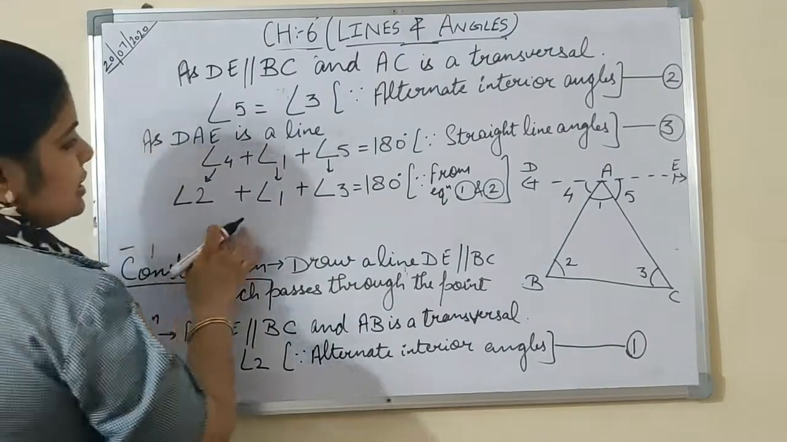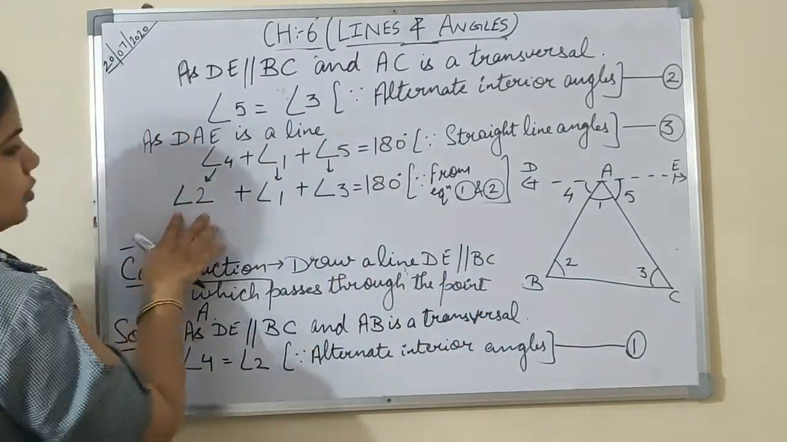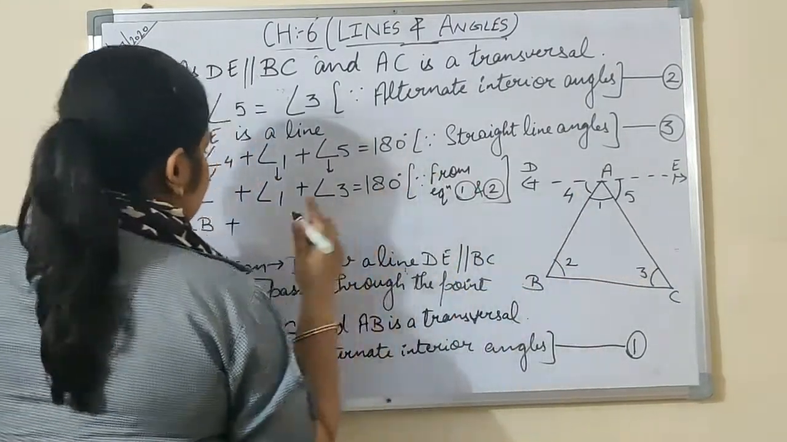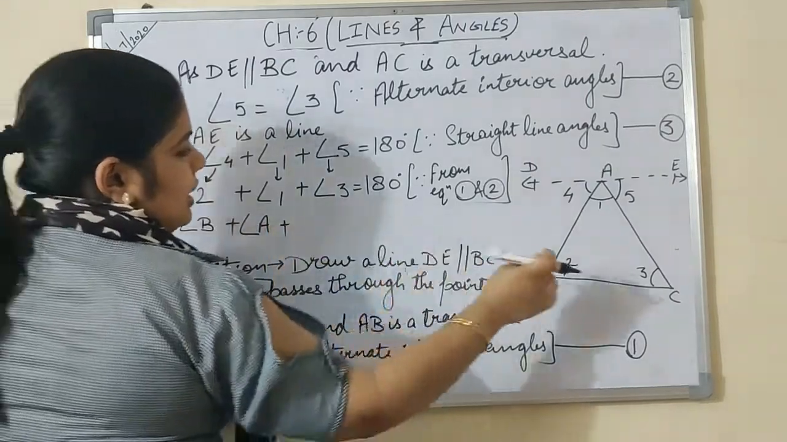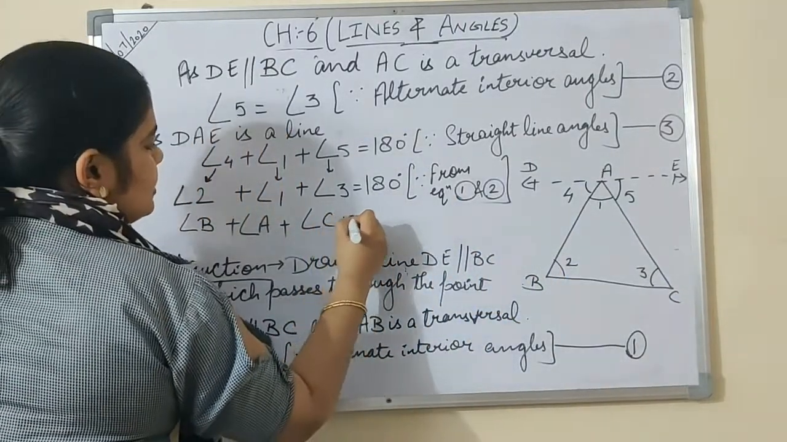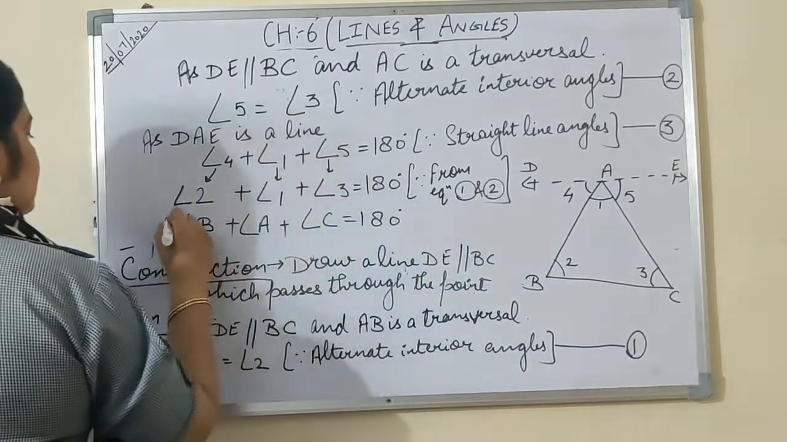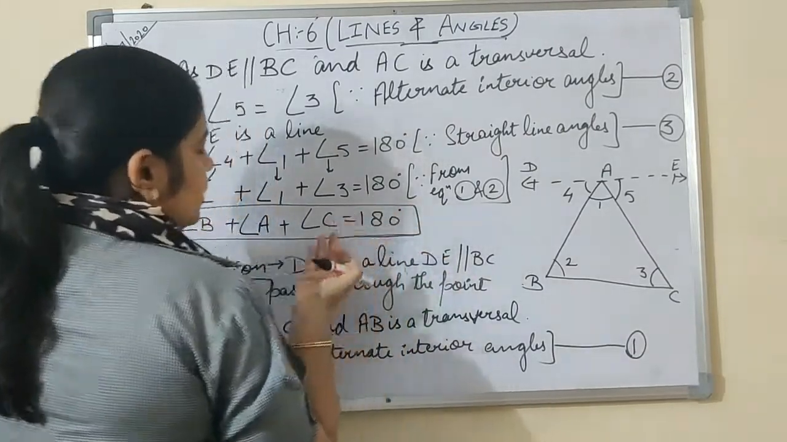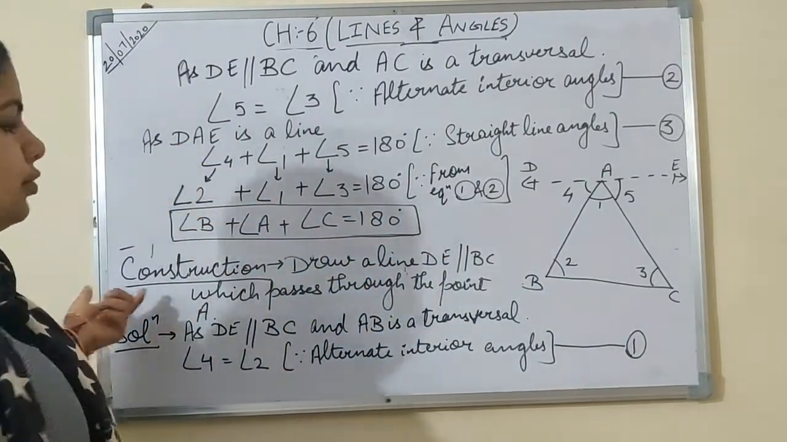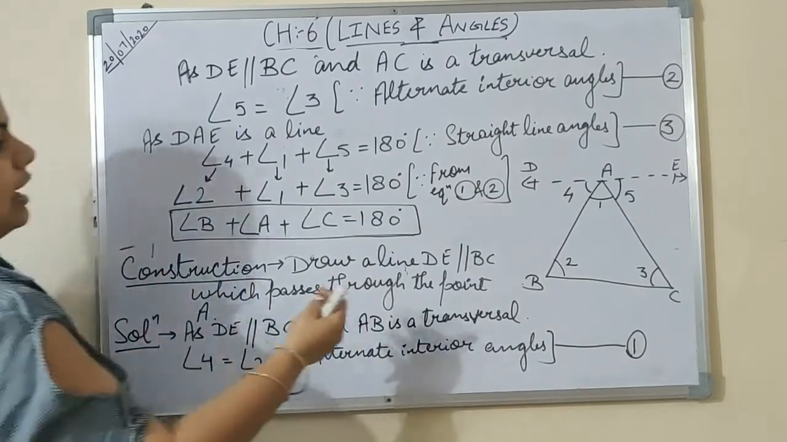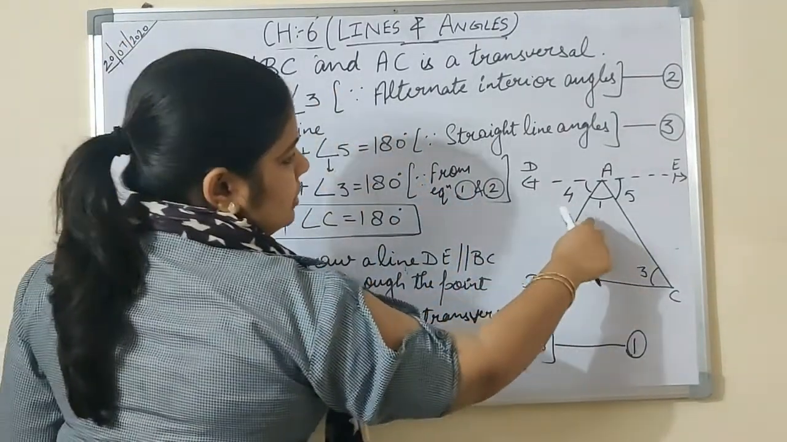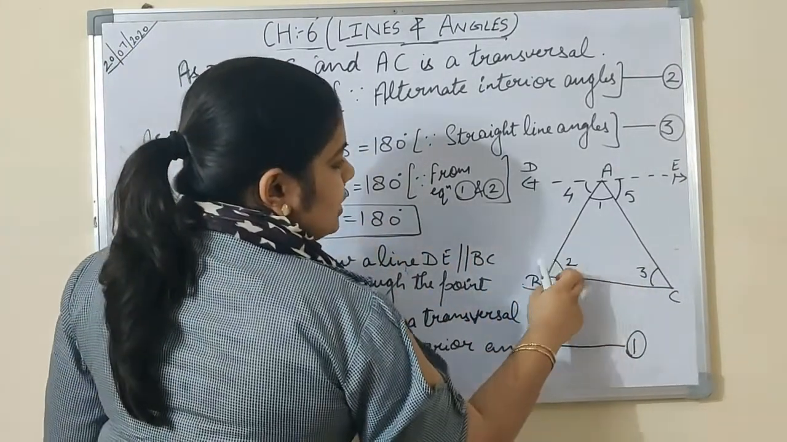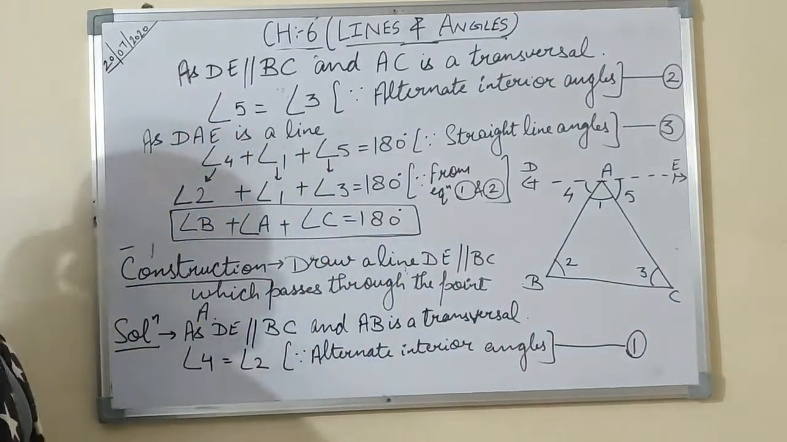Okay. Now you can see in the figure itself that angle 2 is angle B, angle 1 is angle A, and angle 3 is angle C. And we can write that it is equal to 180 degrees. So this is only what we needed to prove. That's why we can say that the angle sum property of a triangle is proved. So you can see that the sum of angles of a triangle is 180 degrees.